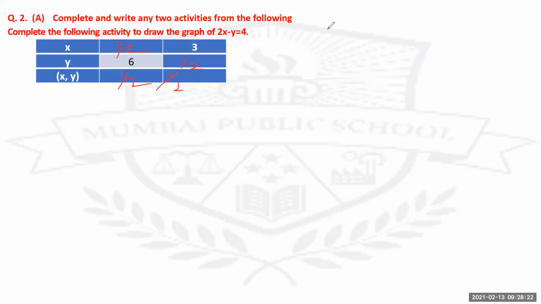Now here what happens is, check. The equation is given to you as 2x minus y equals to 4. Now here in the first case, the value of y is given to you as 6. What is the value of y? 6. So in the equation, you'll just substitute that value. So you'll get 2x minus 6 equals to 4. See, very simple.